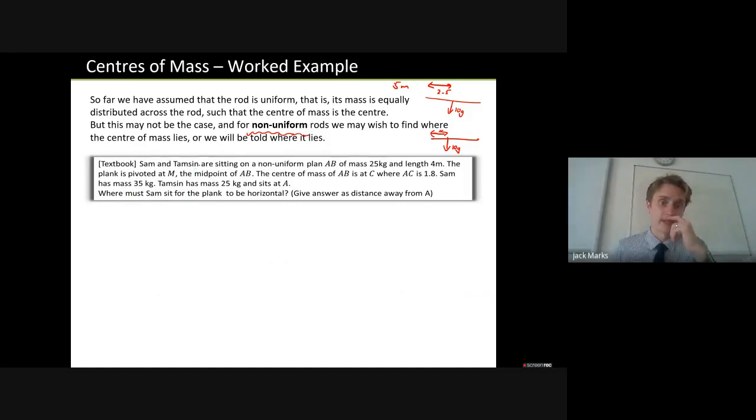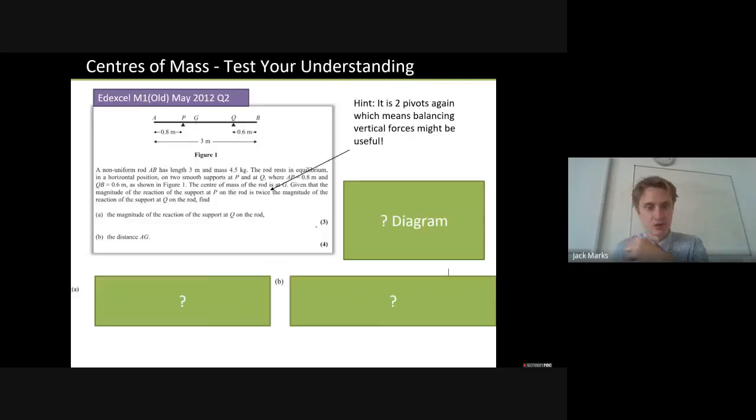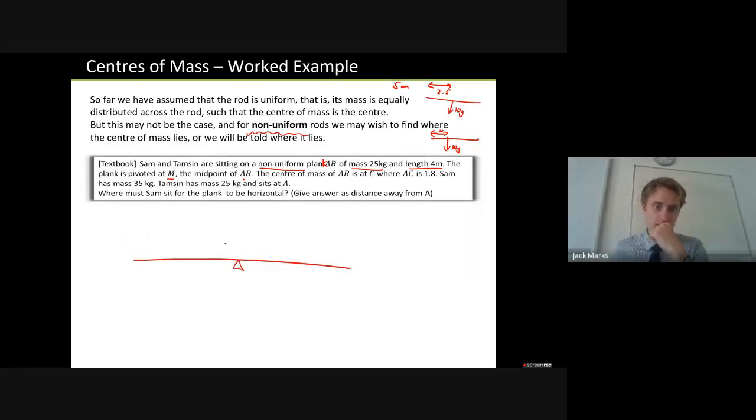Sam and Tamsin are sitting on a non-uniform plank, AB, of mass 25 kilograms and length 4. So although it's tempting to say the center of mass is 2 in, we don't know that. We still know how long the plank is, but we don't know where the center of mass is. The plank is pivoted at M, which is the midpoint. Okay, so we're starting to build a bit of an image here. So this is M, the midpoint of AB.